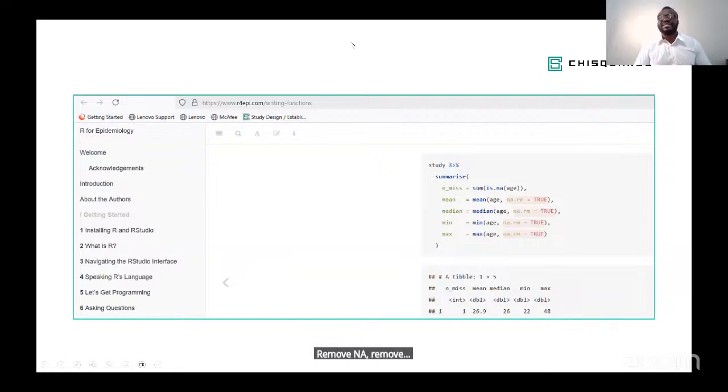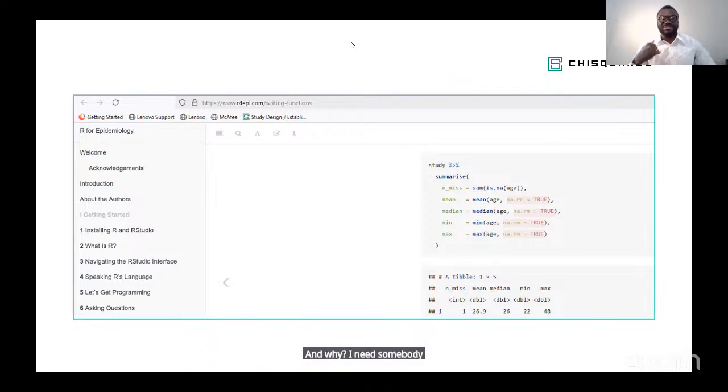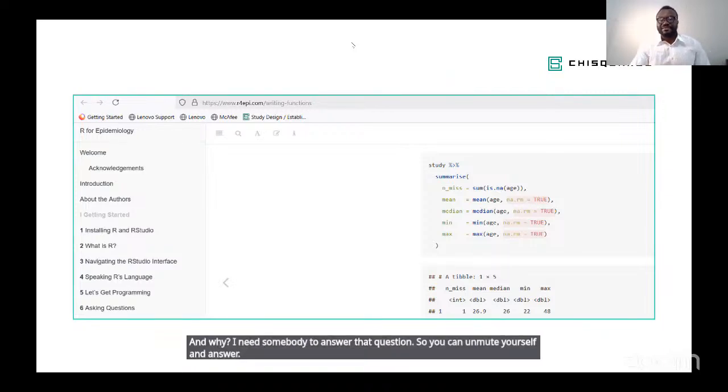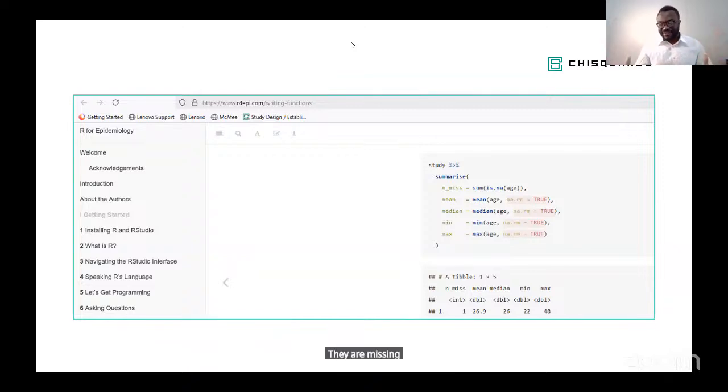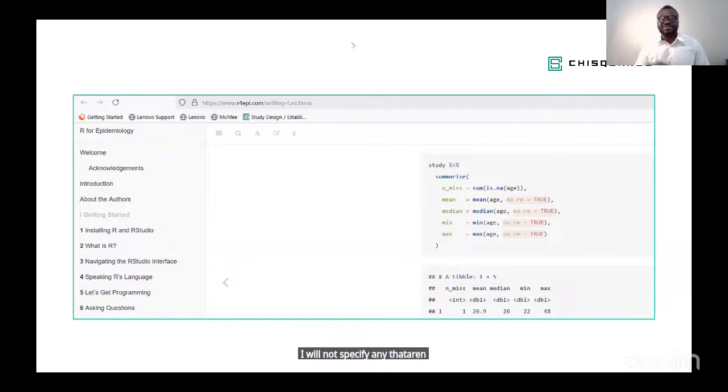Missing. Exactly. Now, what do you think will happen if you have missing values in that column and you did not specify na.rm equals true, or you said na.rm equals false? What do you think the software will give you? And why? I need somebody to answer that question now, so you can unmute yourself and answer. There are missing values. The scenario is this: you have missing values, but in your great wisdom, you set na.rm equals false, or you do not specify na.rm equals true. What do you think will happen and why?